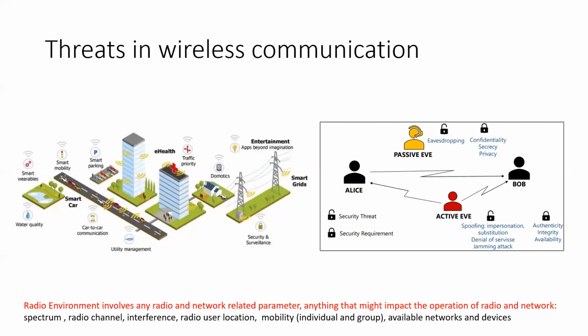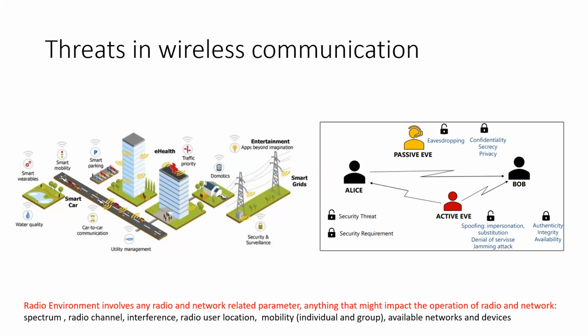Now, starting from some basics, there are a lot of interesting applications of wireless communication in almost all chapters of our life, from autonomous car to smart cities, smart homes. Almost in every chapter of life, we have interesting application. However, due to the broadcast nature of wireless communication, it is vulnerable to several security threats.